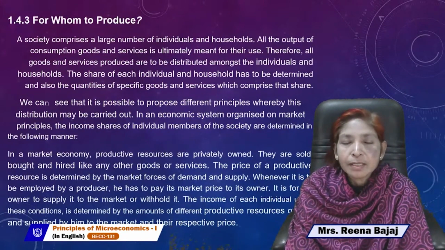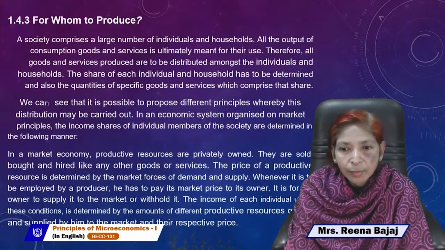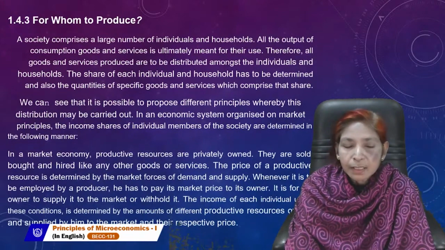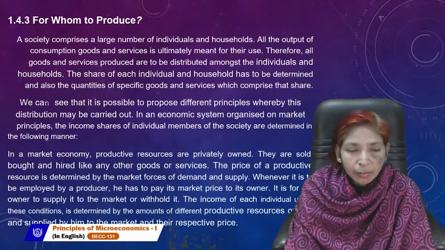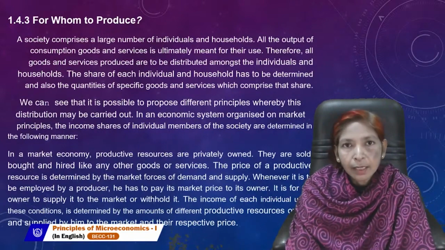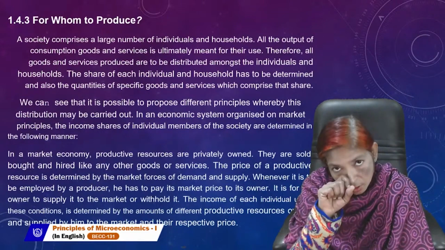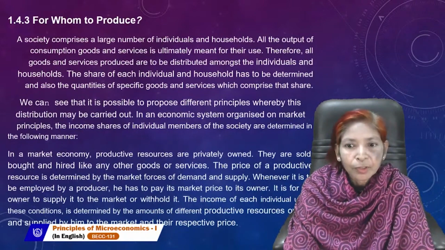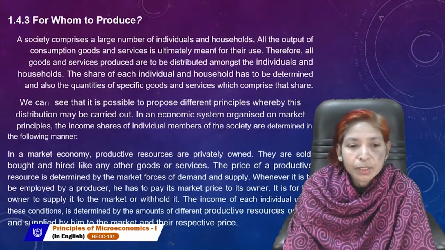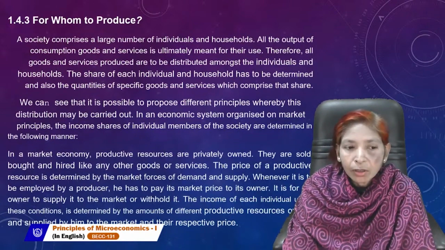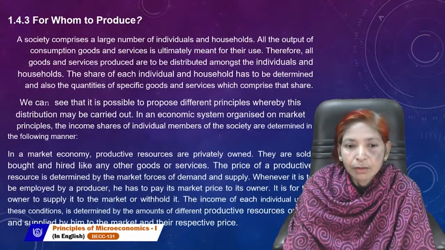Where demand and supply intersect each other, the equilibrium price is determined, and that price is taken over by the capitalist economy. In a capitalist or market economy, productive resources are always privately owned, bought, sold, and hired like other goods and services, and the price of the product is determined with the help of demand and supply curves. Whenever a resource is to be employed by a producer, he has to pay its market price to its owner. It is for the owner to supply it to the market or withhold it.